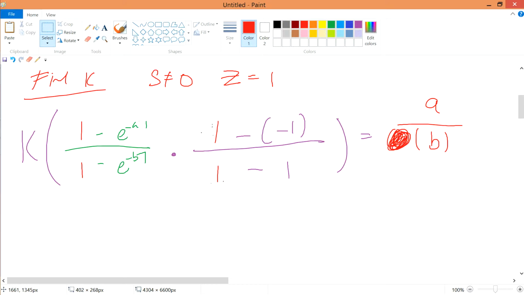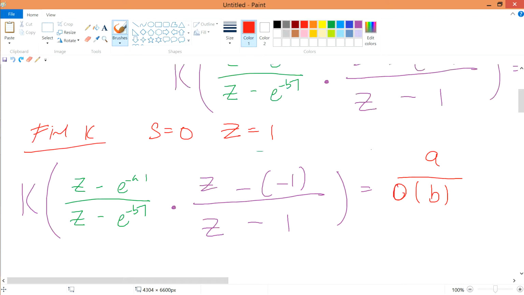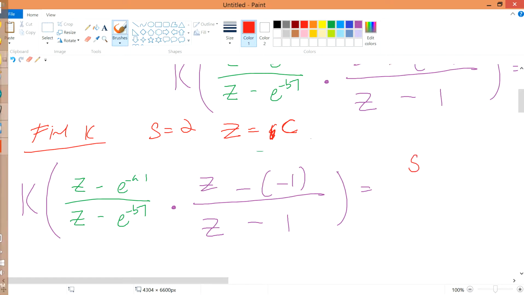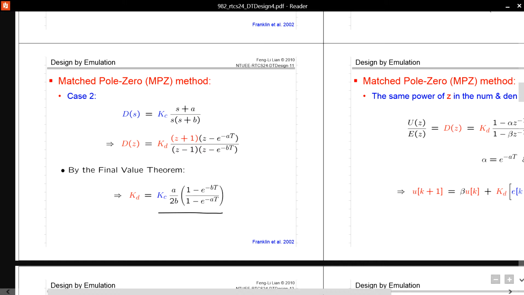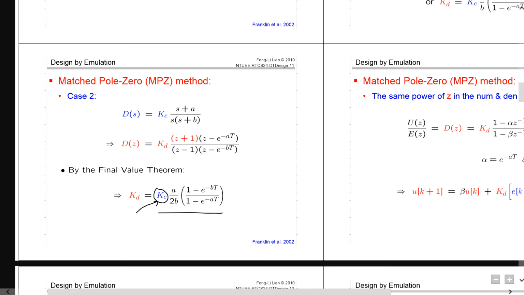Give me a while, let me think. Okay, so for example, if my s is equal to some value, maybe 2, then my z will be equal to some constant, which I just write as c. Over here, in this case, I just write down my transfer function. You may wonder what I am doing now. I'm actually trying to prove to you that this Kc will still exist.